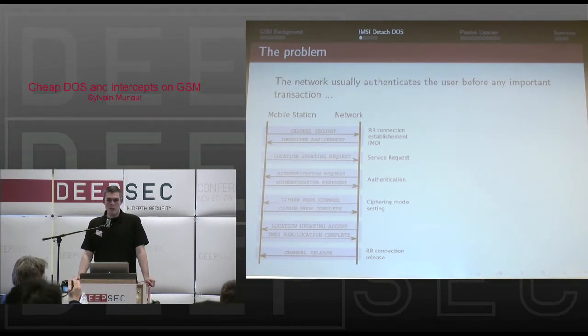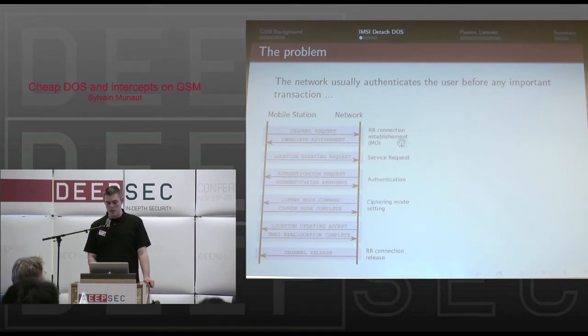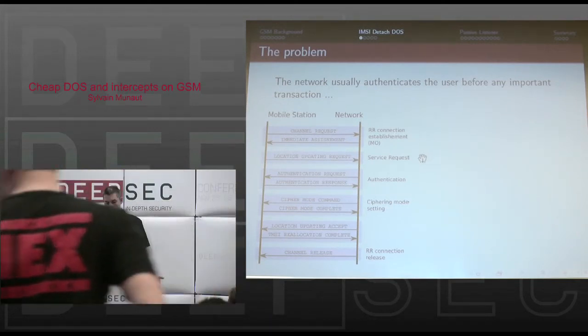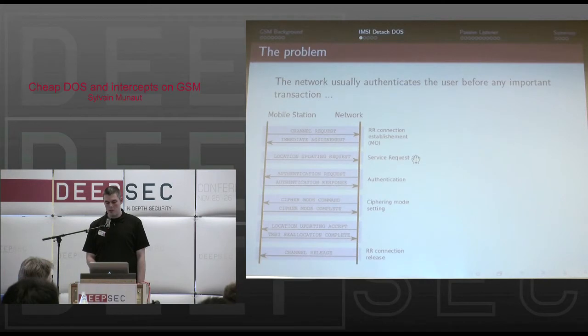Almost all procedures in the network will be authenticated and ciphered in a real network, at least. The example on the left is the location update. You see the first step is the establishment of a point-to-point connection. Then the phone requests a location update, and then the network authenticates, starts ciphering, and then proceeds into effectively doing the location update. Then the channel is released.